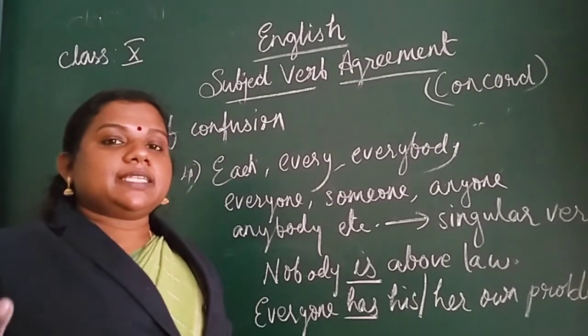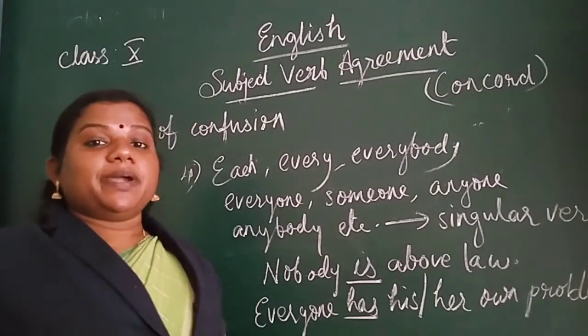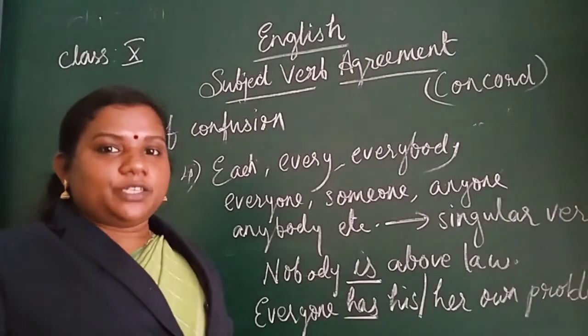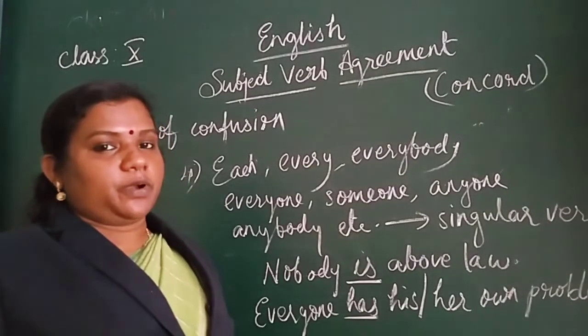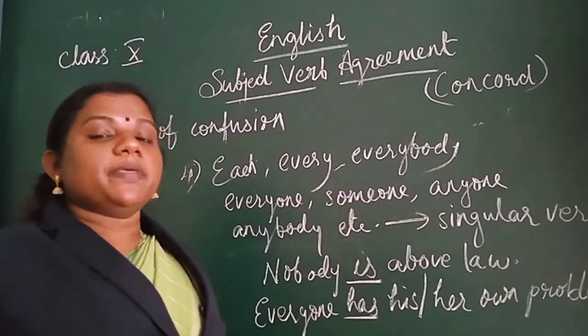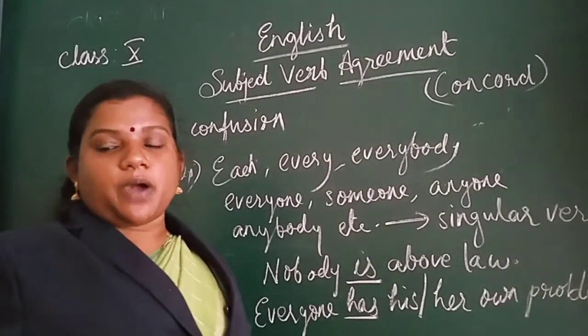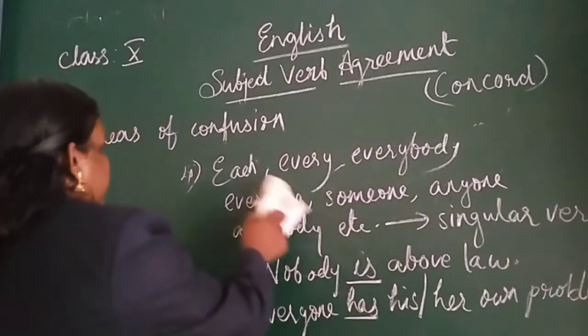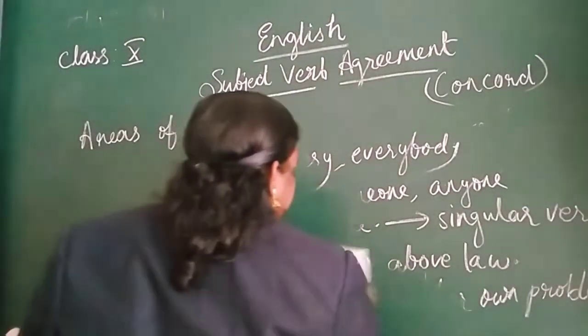Okay. So while we are saying everyone, everybody, we may feel tempted to use a plural verb. Okay, but don't use a plural verb. It will take a singular verb only. Okay. Now we are going to the next point. What is the fifth point?